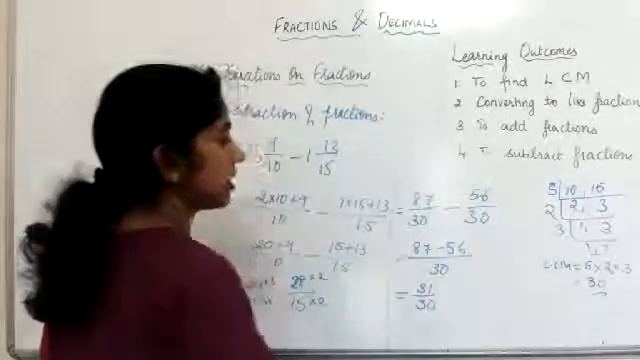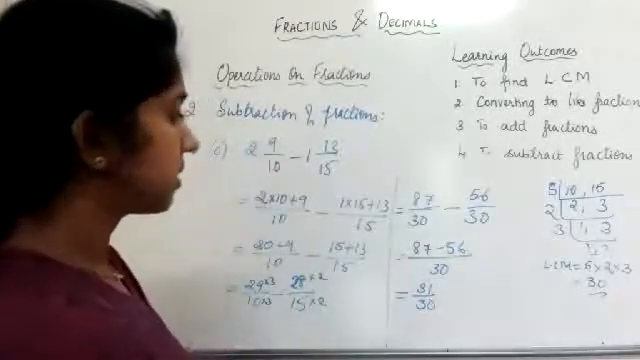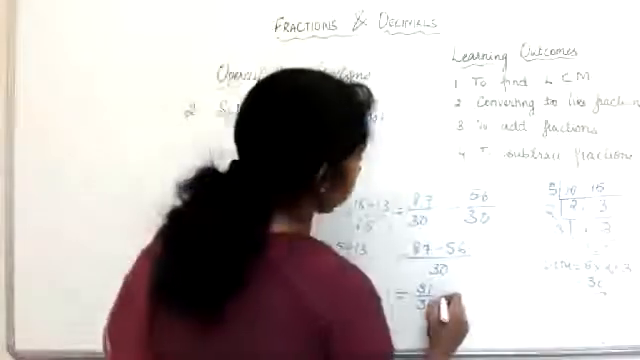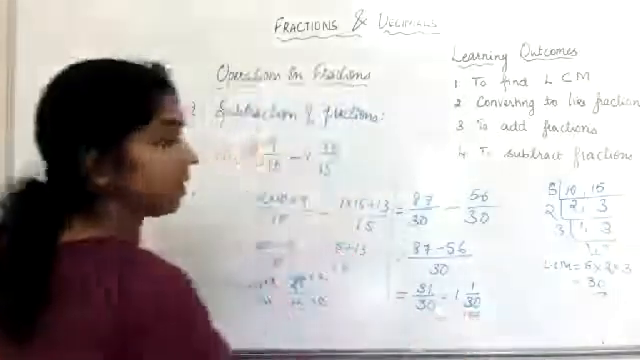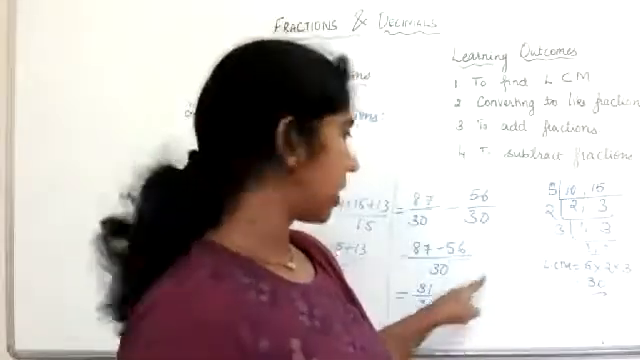Now here in this case we got an improper fraction, 31 by 30. Then you divide and convert to a mixed fraction. So one whole number, 1 is the quotient, the remainder will be 1.